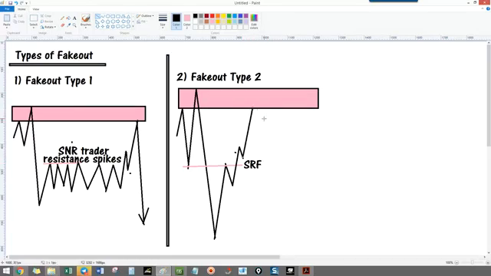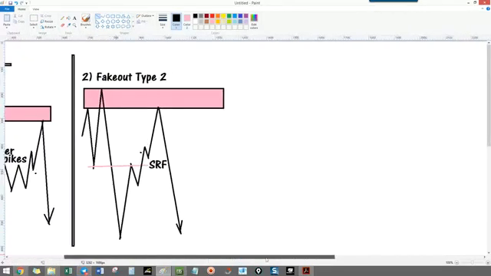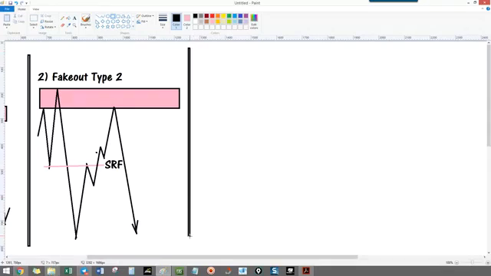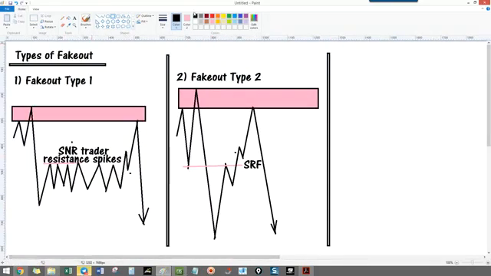Here we go up here, and then you will have your buy limit here, and then price just goes down. So this is fake out type 2. And then we will have, okay, this one I will mark over here a box.